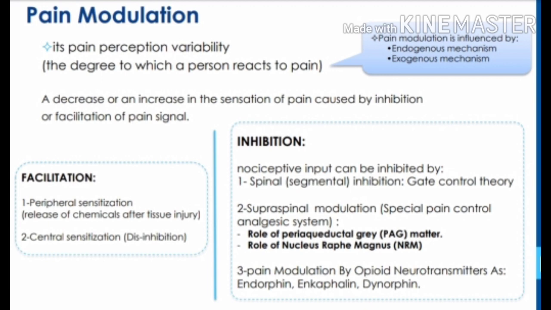Pain modulation is influenced by endogenous and exogenous mechanisms: facilitation, peripheral sensitization and central sensitization. Inhibition: nociceptive input can be inhibited by spinal inhibition, gate control theory, supraspinal modulation, special pain control analgesic system, and pain modulation by opioid neurotransmitters such as endorphin, enkephalin, and dynorphin.